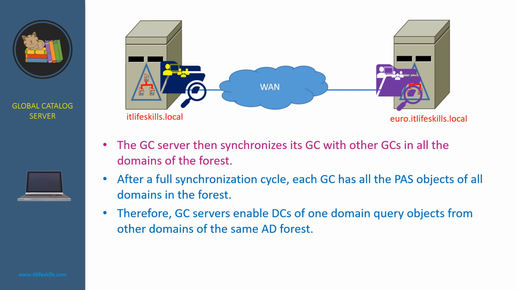The global catalog server then synchronizes its global catalog with other global catalogs in all the domains of the forest. After a full synchronization cycle, each global catalog has all the PAS objects of all domains in the forest. Therefore, global catalog servers enable DCs of one domain to query objects from other domains of the same AD forest.